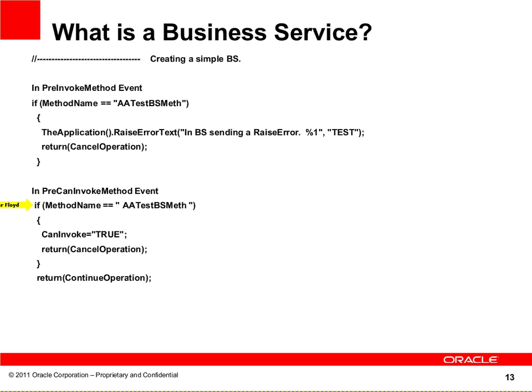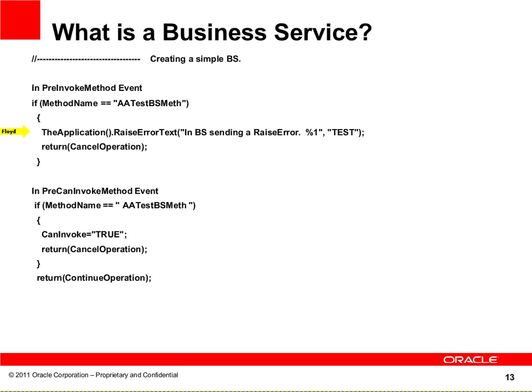And then in the PreInvokeMethod event, this is where the code will be. This is what gets executed when you're calling a business service. So in the previous example where we showed it calling this method, what happens is it comes in and checks to see if this method name is the one that's being called. And here we're just doing a simple raise error text, so any logic you wanted to execute when you called this business service would go in here, and then at the end you would do a cancel operation to send the processing back to where it was called from.